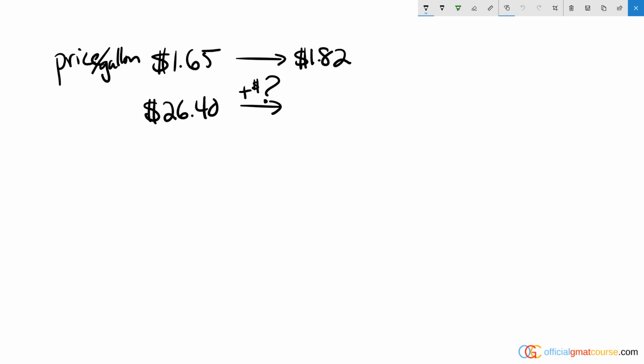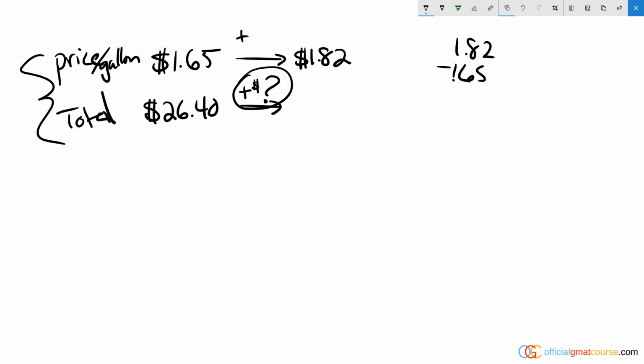And I look at this and my first instinct was maybe I could estimate, but because they're so close, I backed off. So what I'm going to do is analyze the situation like I drew it out here. This is how much she spent total, and we're trying to figure out what the increase was on her total cost due to the increase per gallon. The first thing is, what was the increase per gallon? Well, 1.82 minus 1.65 is going to give us 17 cents. So every gallon costs 17 extra cents now.